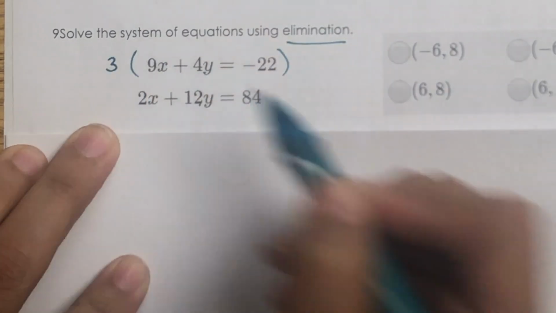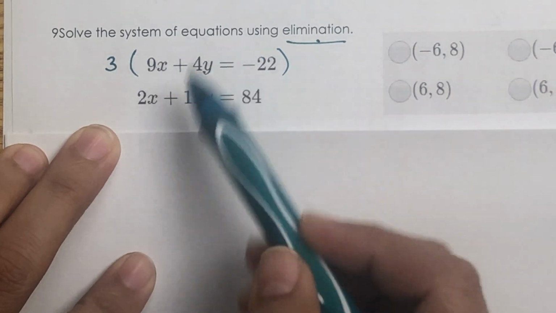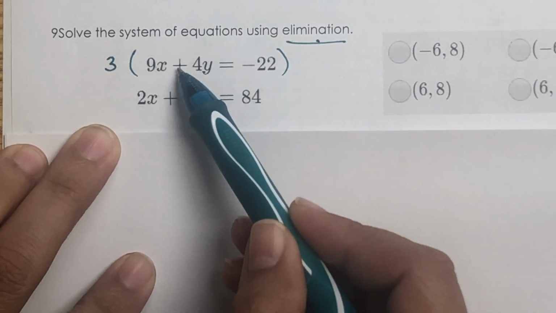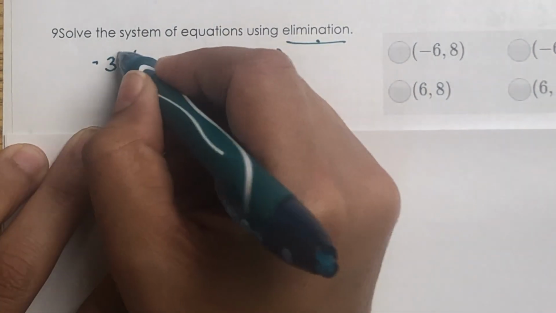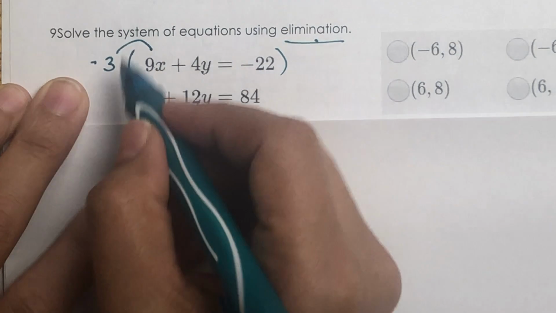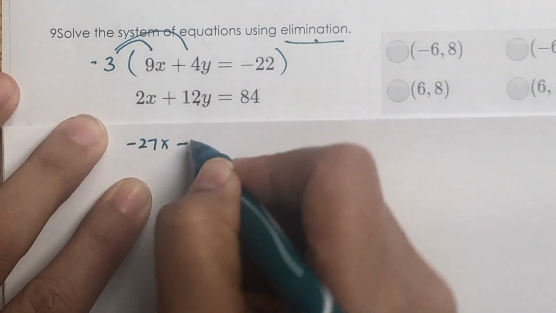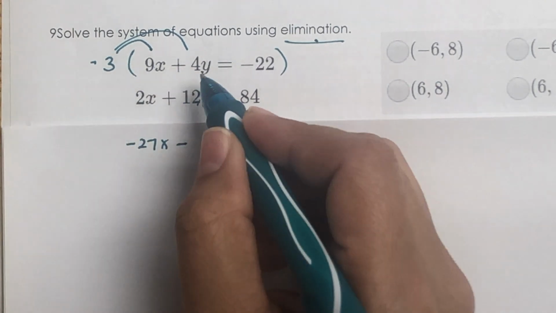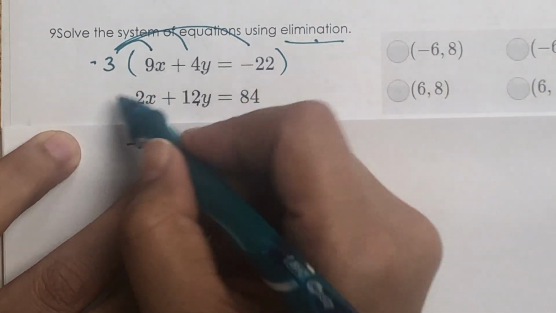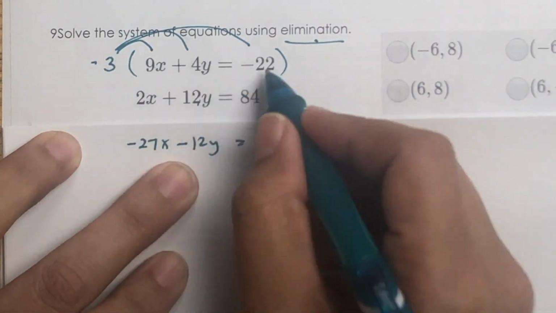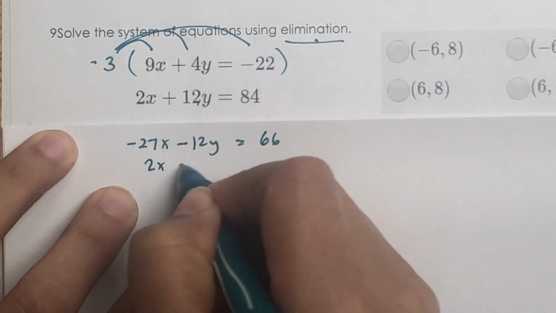3. Now, the thing is, in order for them to eliminate, not only do they have to have the same number, but they have to be opposite signs. So instead of multiplying by positive 3, in order to change that sign, I'm just going to multiply by negative. All right, so we're going to multiply that out. So I'm going to get negative 27x. Negative 3 times 4 is negative 12y equals, and you use a calculator. Negative times negative is positive. 22 times that is 66. Okay, copy this equation down.